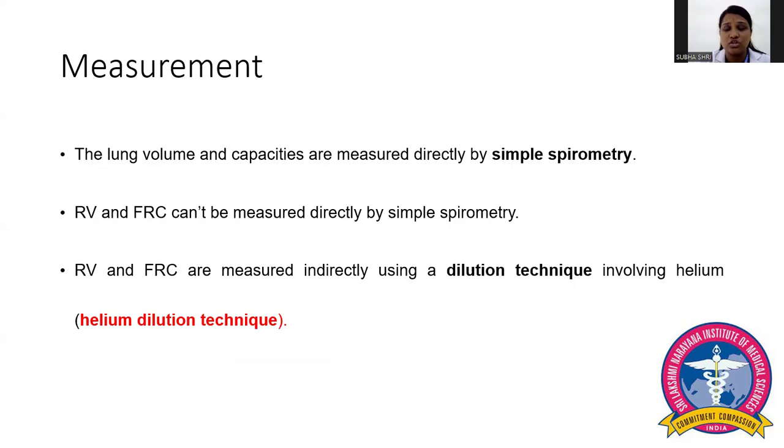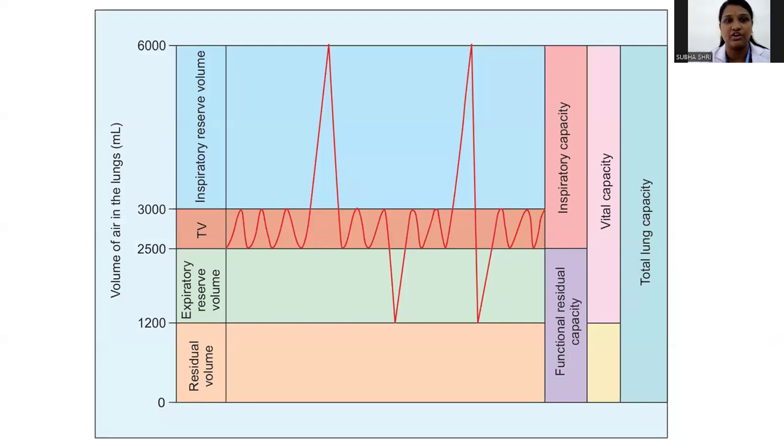So what technique is used to measure these? They can be measured indirectly using a technique called the dilution technique. To be exact, it is the helium dilution technique. The helium dilution technique is used to measure residual volume and functional residual capacity, which cannot be measured with spirometry.